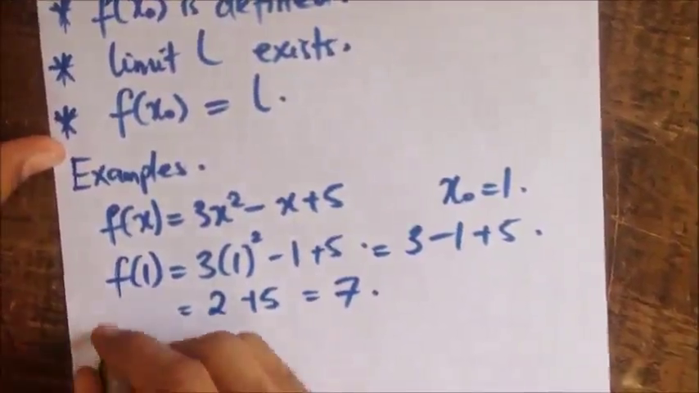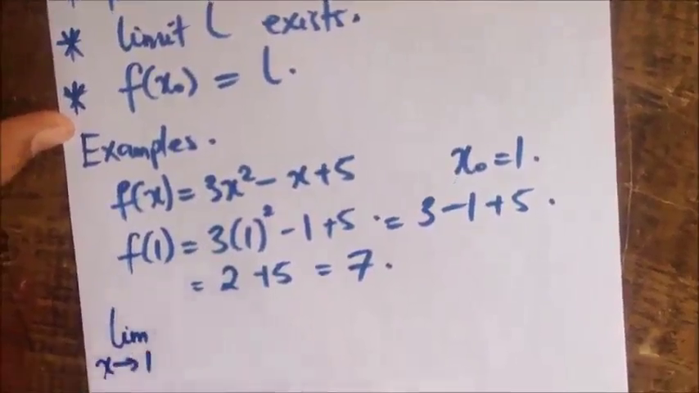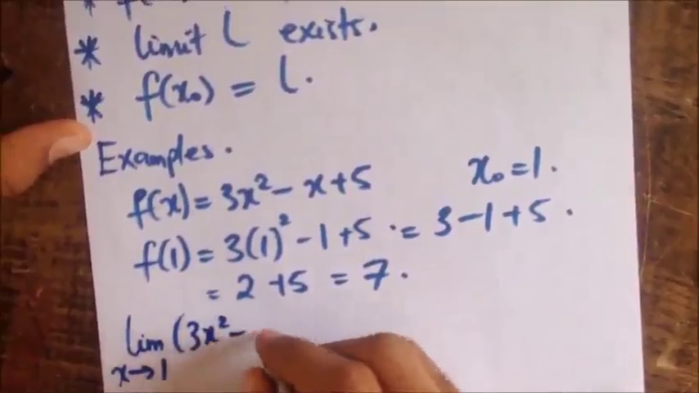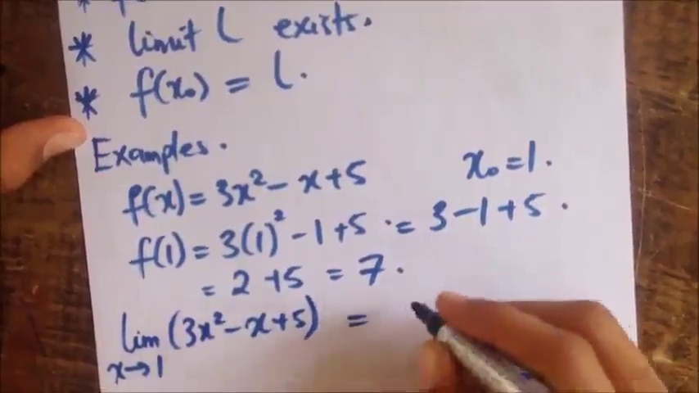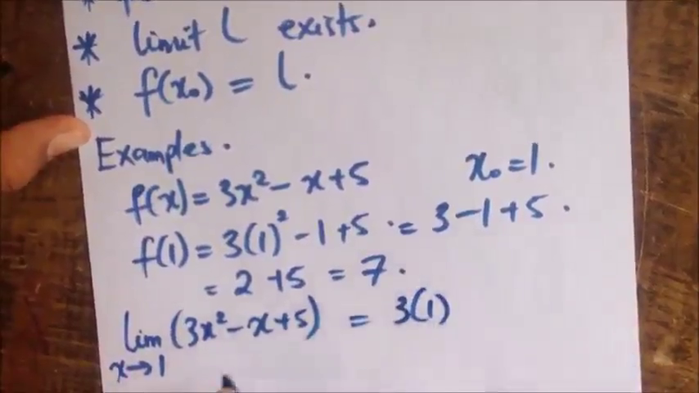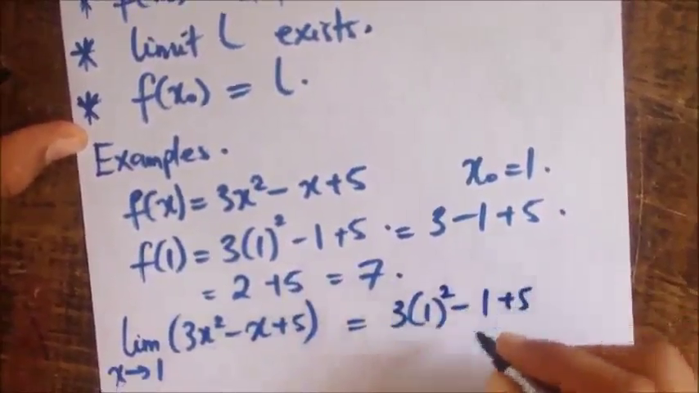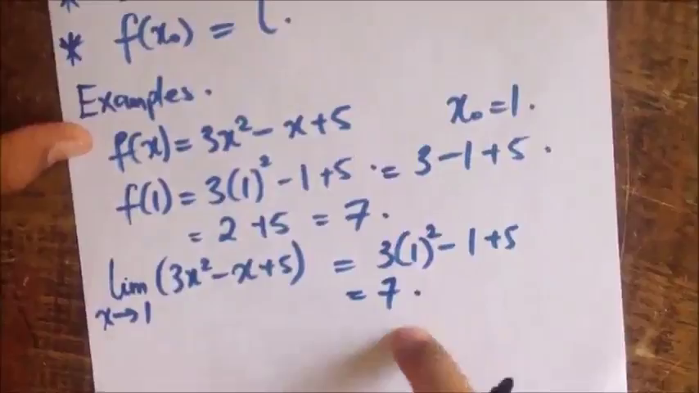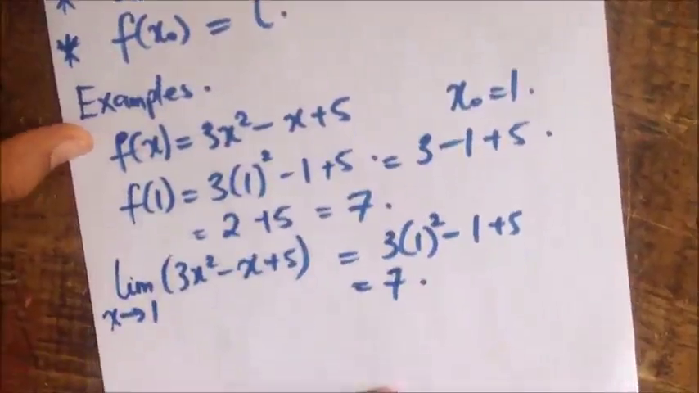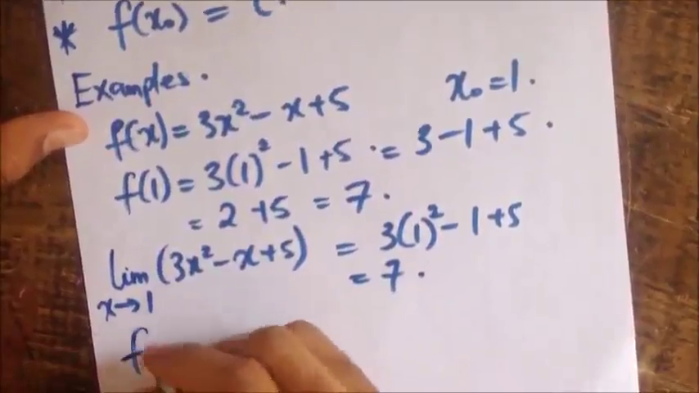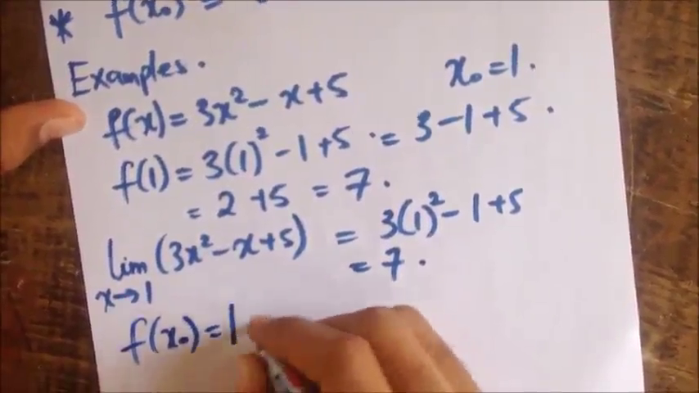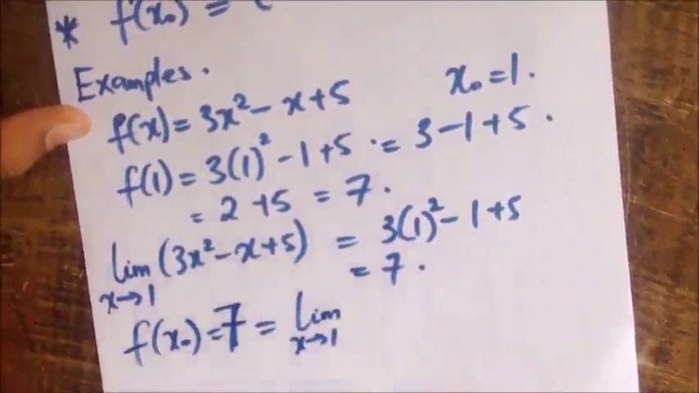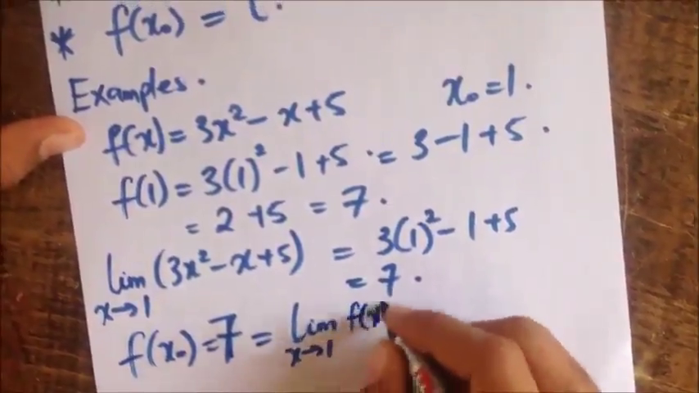So my limit now, the limit as x tends to 1, because my x0 is now 1, of f of x, which is 3x squared minus x plus 5. We know in this case I'm not going to have an undefined value, so I substitute directly, which as we have seen already is 7. So my limit exists. My limit is 7, my f of 1 is 7, and we said we should check. My f of x0 is 7, equal to my limit as x tends to 1 of f of x, which is the same as 7.